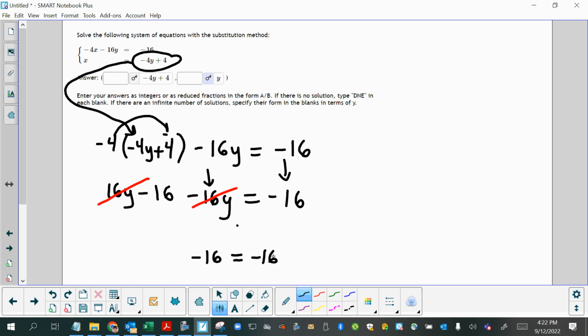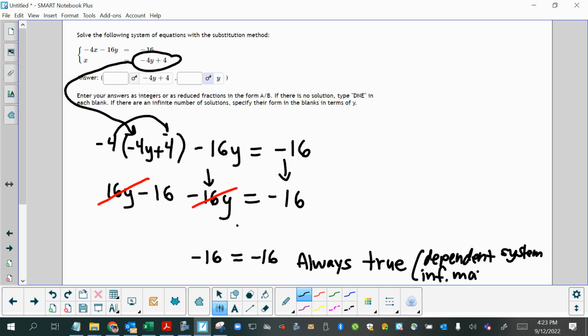Well, this is that case I mentioned before where all of the variables completely disappeared and we are left with a statement that has only numbers in it and it is always true. So this is one of those dependent systems that has infinitely many solutions. It's a dependent system and it has infinitely many solutions.